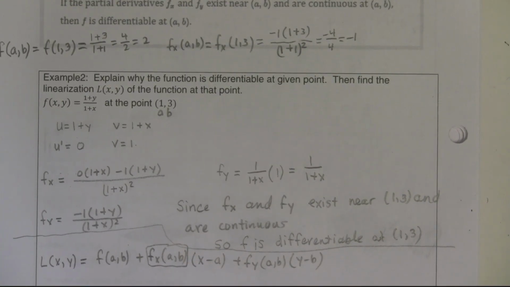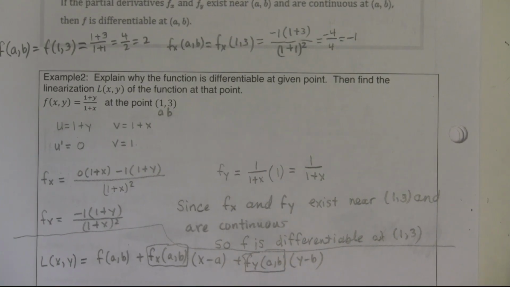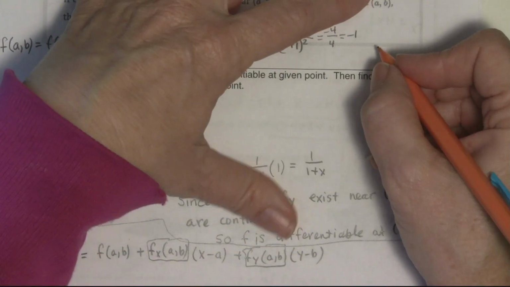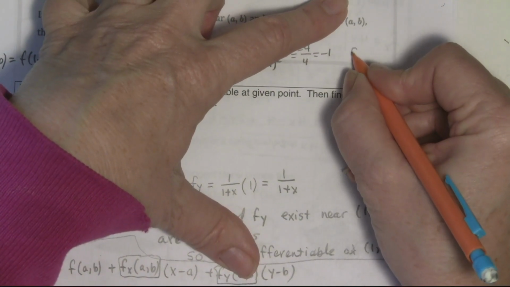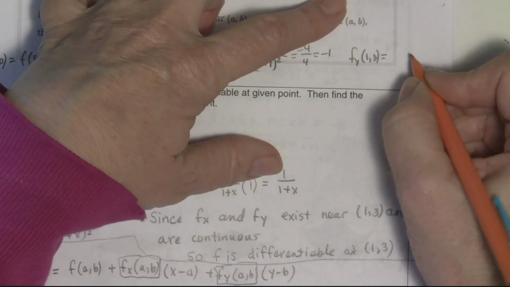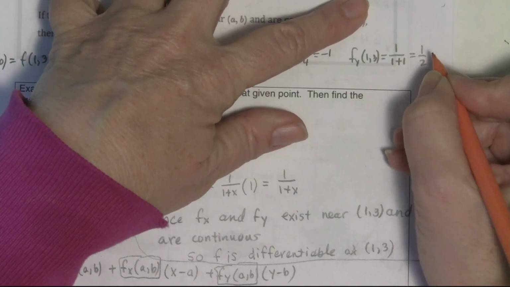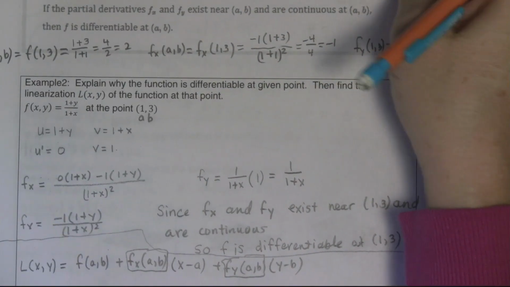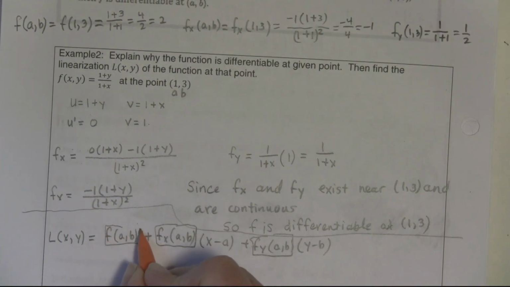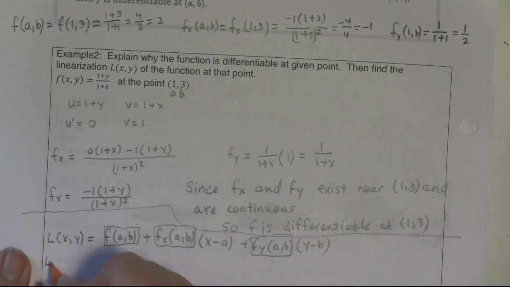We have one more thing to find, and we're going to put that right here in our formula. It won't take me very much room, but I'm going to put it right here. And so Fy at that point, 1, 3, which is 1 over 1 plus 1, which is half. Okay, so we're going to put all of these things in. We just found this up here above. It was 2. Okay, so here is our linearization.